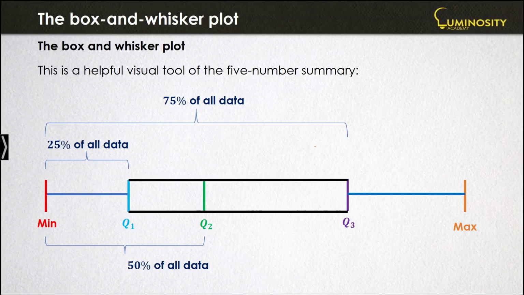Let's have a look at the box and whisker plot. So what is this? Well, as we saw in the previous lesson regarding the 5-number summary, that was a nice algebraic way to look at special data points.